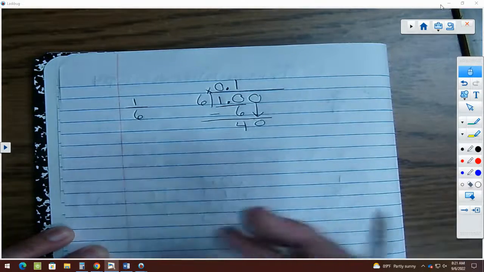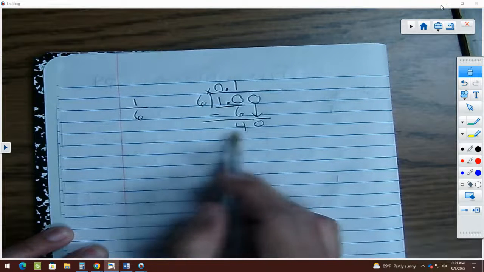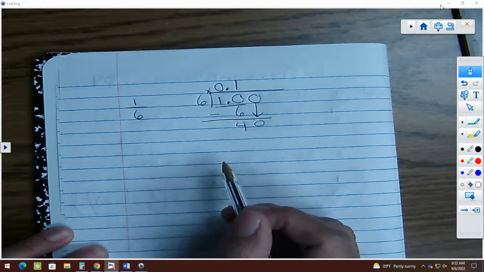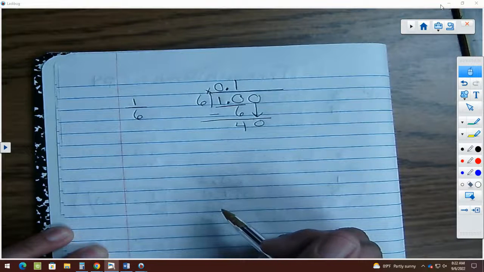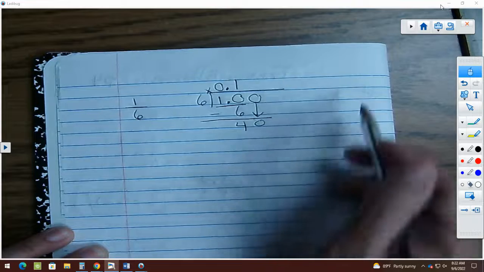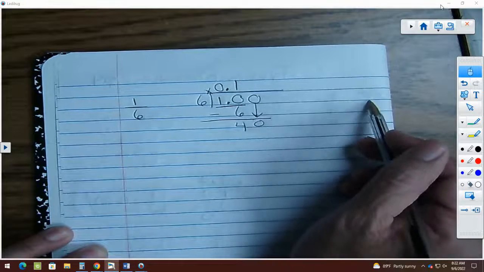Tomorrow I'm going to show you with manipulatives what I mean with more pieces. 40. Is that enough for 6? Yes. 6 times what gives me close to 40? Now, let's pretend that you don't know your times tables by memory. Because you write them down. 6 times 1, 6 times 2, 6 times 3, 6 times 4.